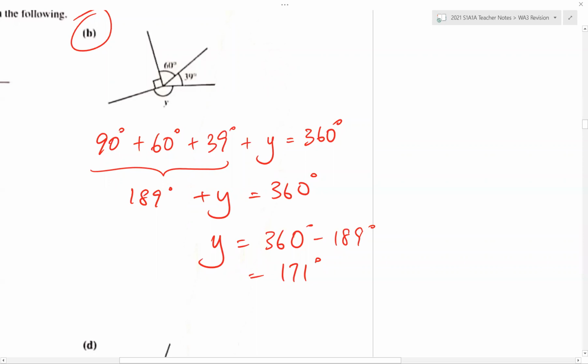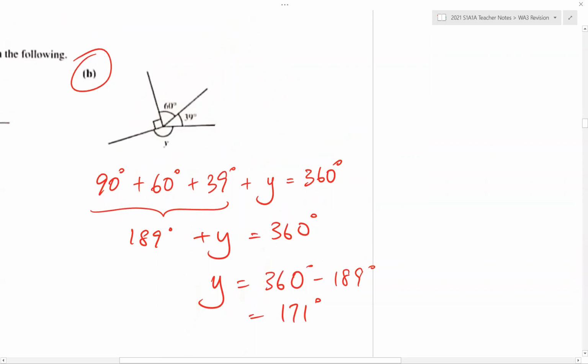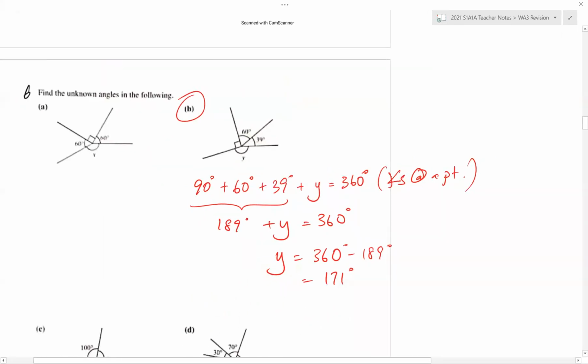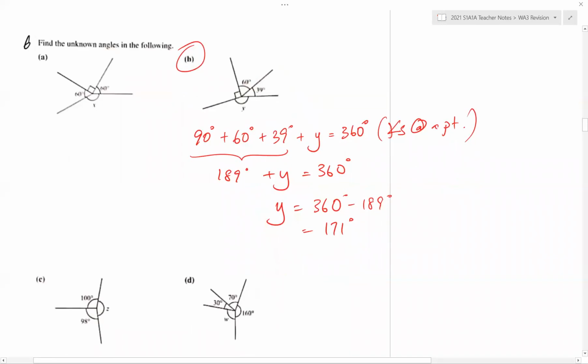Yep, correct. So is there anything missing for my presentation? Explanation. What is the reason that is supposed to be given? Nobody knows? Angles? Yes, angles at a point. So this will be used for all 4 examples on this page. Angles at a point.